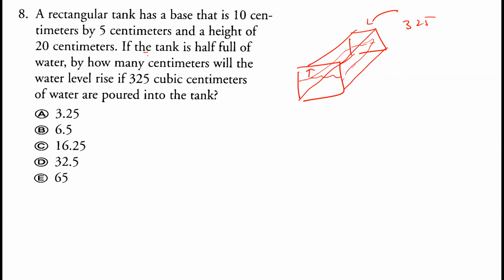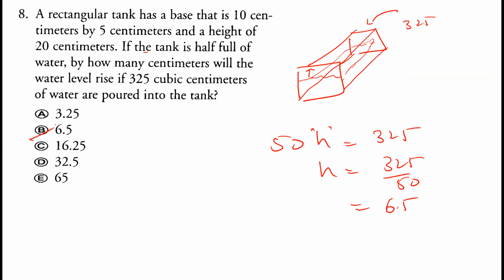So right now, the rectangular tank has a base that is 10 by 5. So the area for the base would be 50. Now how much the height should go up if the volume that is added equals 325? So h equals 325 divided by 50, which would be 6.5. That is option B. So 5 6s are 30, 25 divided by 50 is 0.5. So the correct option is B.